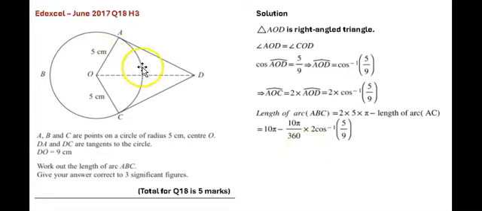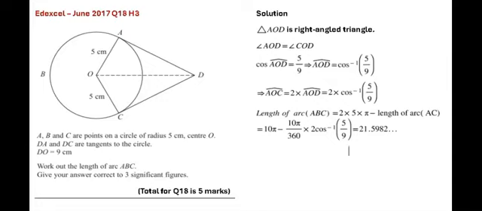for the arc AC, we have 10 pi. It's the length of the whole circle divided by 360 by the angle here, which is this. And then you use a calculator. We put these numbers in our calculator, and what we get is 21.5982 and so on.